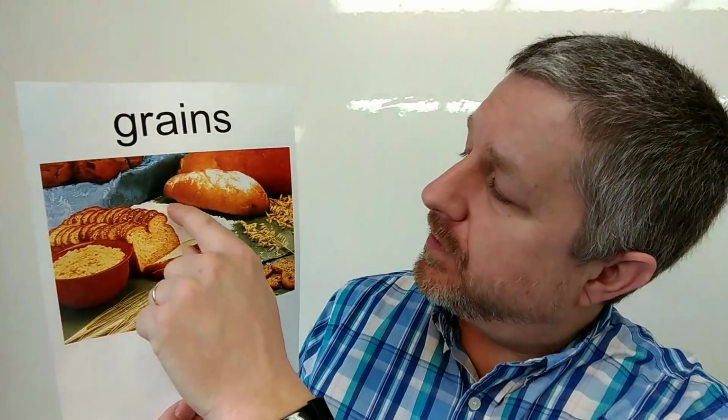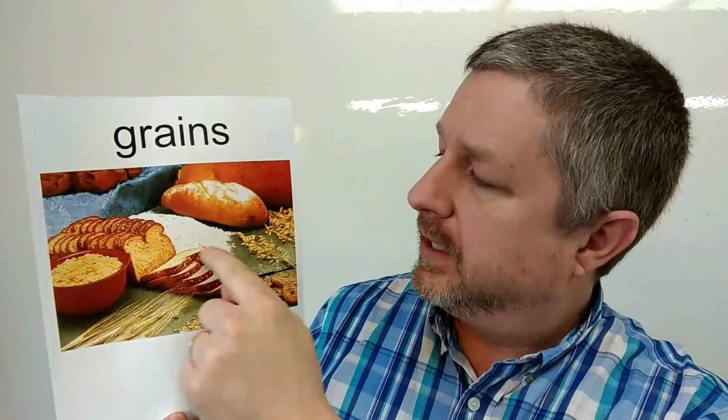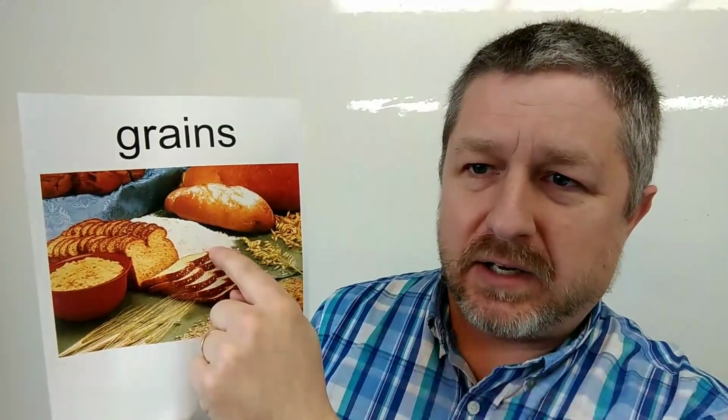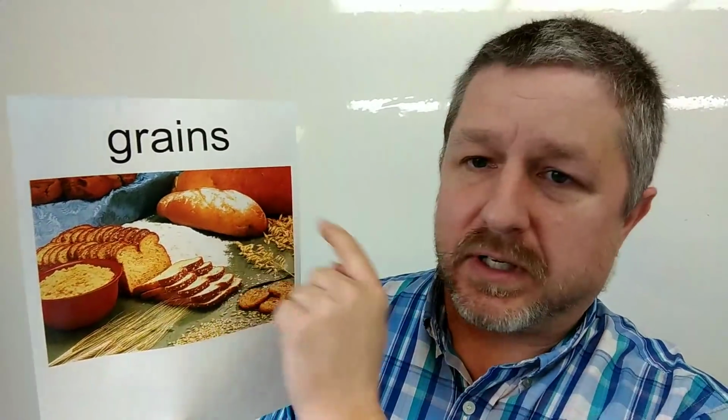Grains, so we had vegetables, fruits, and grains. So your grains are here, like wheat and barley and rye. And then we make flour out of it. And from the flour, we make different kinds of breads. So that's your grains. And then, of course, we already saw this, but you have your meats.